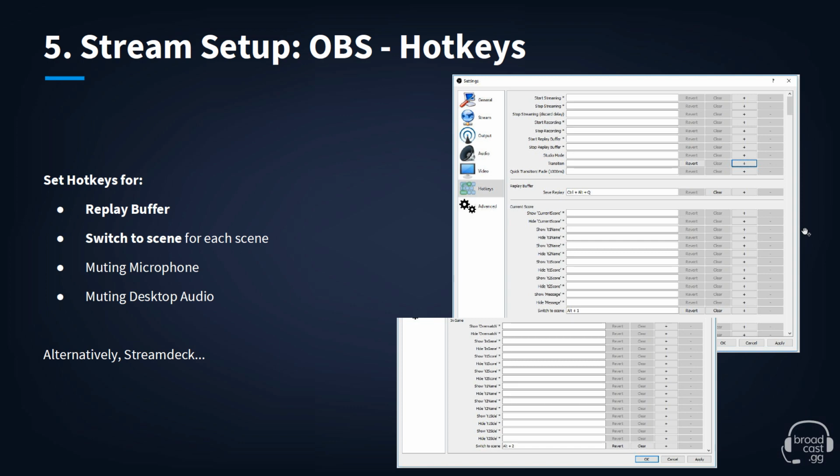Great. All right, cool. So moving on, we have OBS hotkeys. And I just recommend we do hotkeys for replay buffer, switch to scene for each scene, muting microphone, and muting desktop audio. You guys can see on this right side where those would go. You can see it's actually really long. It shows you each of the sources within each scene that you can toggle separately, which is kind of cool. But then you'd have to give it a hotkey for each one. So I say like Alt-1 or Alt-2, depending on the scene that it's associated with.